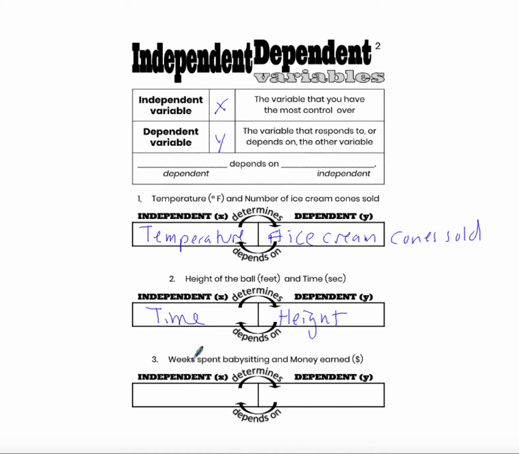Finally, our third example: does the weeks you spend babysitting depend on how much money you've earned? No. How much money you earn depends on how many weeks you babysit. So here my independent variable is weeks babysitting, and that determines my money earned. The other way, money earned depends on weeks babysitting. So the weeks that you babysit, that's your x, and that determines your money earned, which is your y.